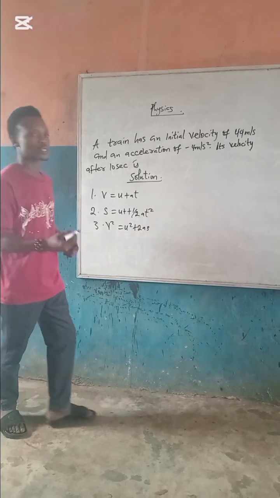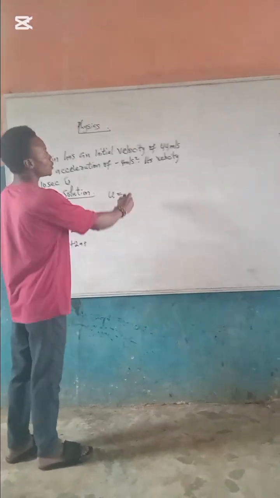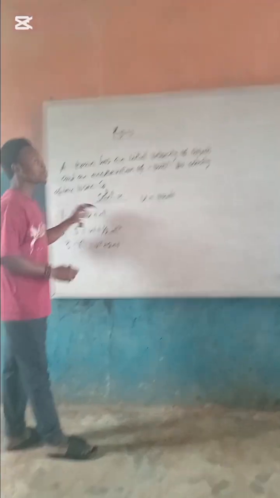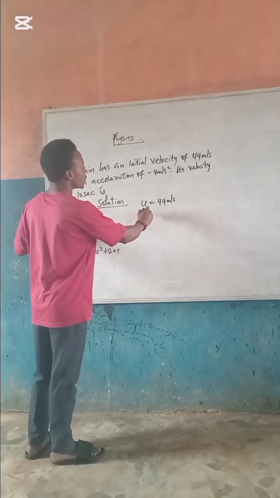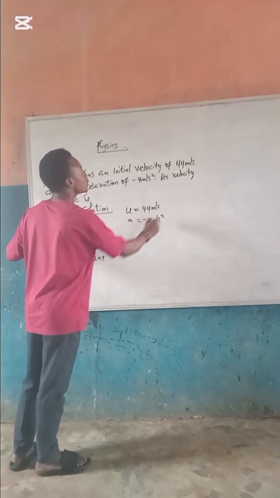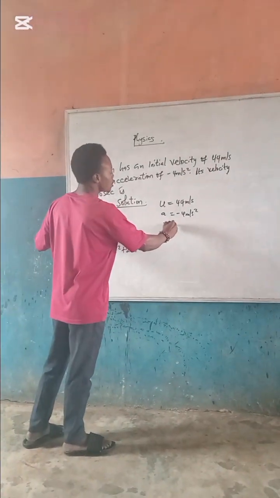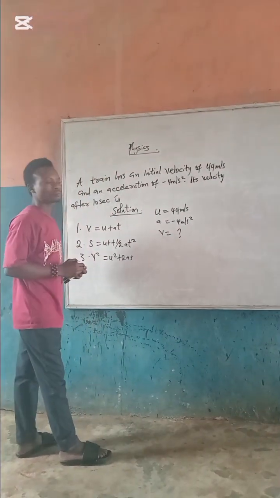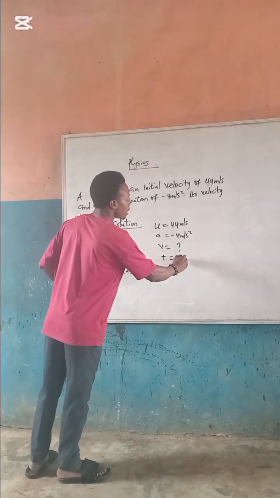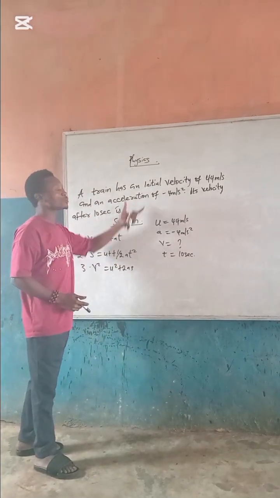Like this one, a train has an initial velocity. Initial velocity is represented by U. The U is given to be 44 meters per second. An acceleration, that is A, is minus 4 meters per second squared. Its velocity, that means they're asking for the velocity. The velocity is not given. The time is given to be 10 seconds. So these are the parameters from this particular question.